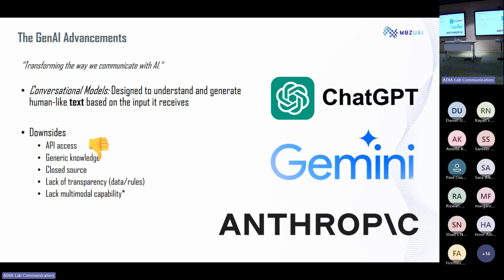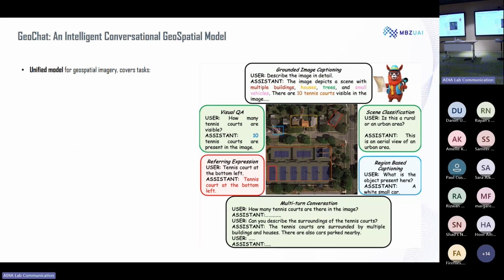And there is also a lack of multimodal capability. Even though right now GPT can accept images, it only accepts RGB images. But in remote sensing, we have multispectral imagery and hyperspectral imagery, and these models still do not take this kind of input. So the idea is to have a unified model that can combine all these individual tasks in a unified manner.